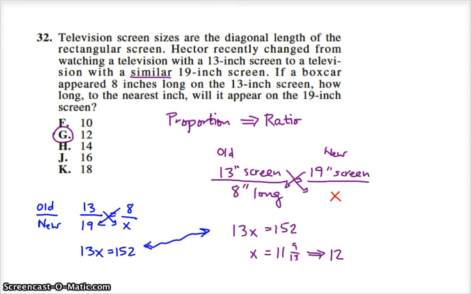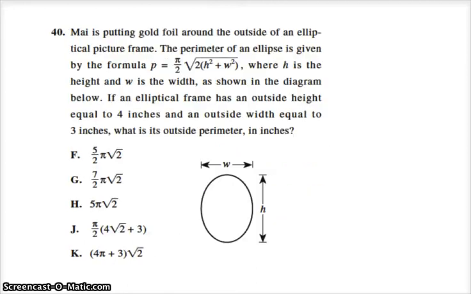Now the next one I've listed is number 40. There we go. So with number 40, we're looking at a gold foil that goes around the outside of an elliptical picture frame. They give us a formula, which is P equals pi over 2 times the square root of 2 times h squared plus w squared. And they tell us that h is the height and w is the width. Now they're saying that the elliptical frame has an outside height equal to 4 inches. So that means that h equals 4, because that's the height, h. And then it has an outside width equal to 3 inches.